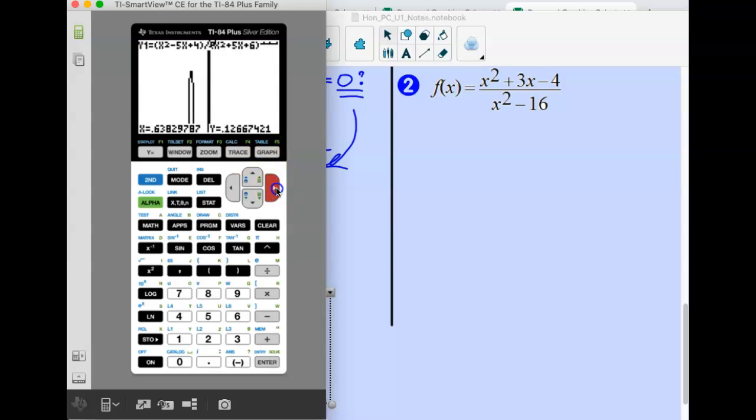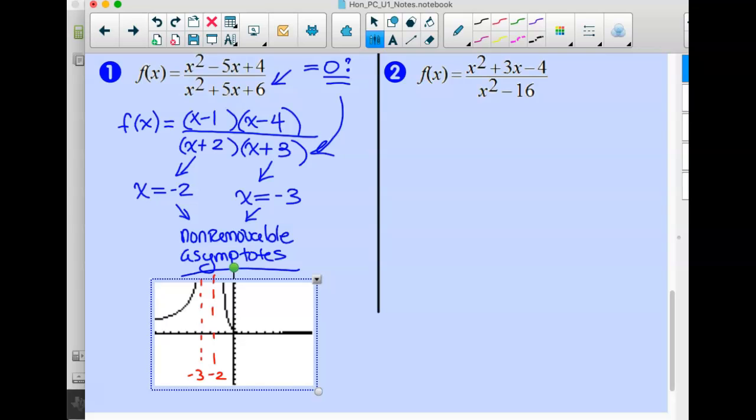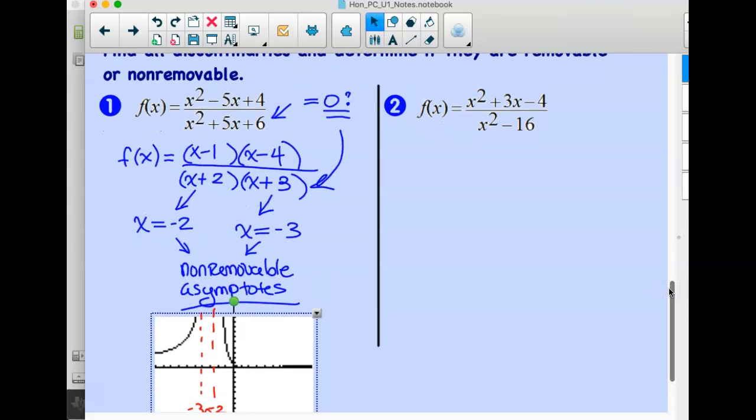So you can kind of see there's that little piece of the graph between negative 2 and negative 3. So it does exist, okay? Feel free to pause or slow this down if you need to. I know it's going pretty quick. I just want to make sure we get through it.